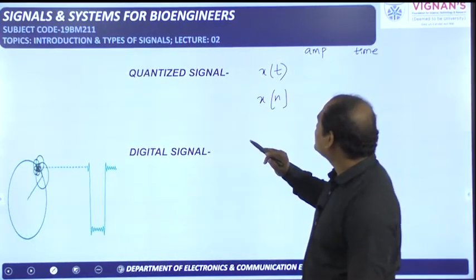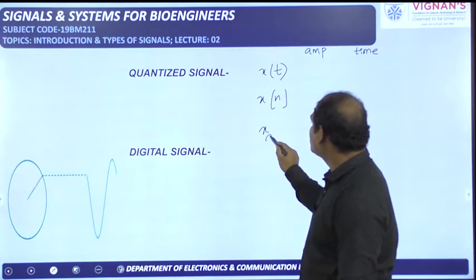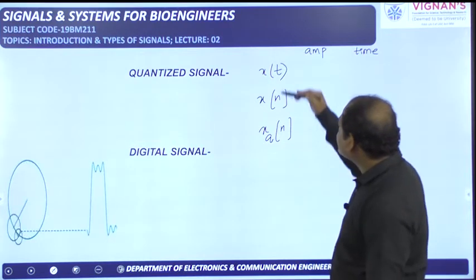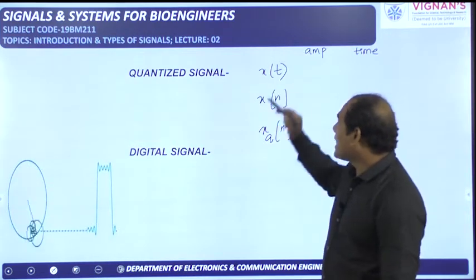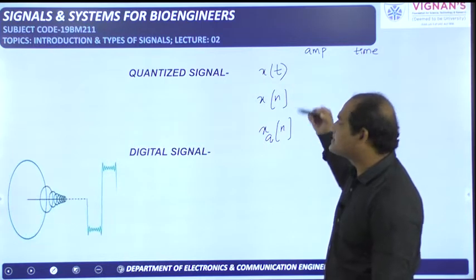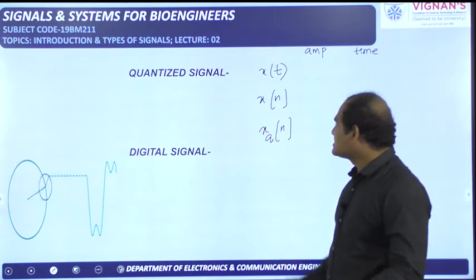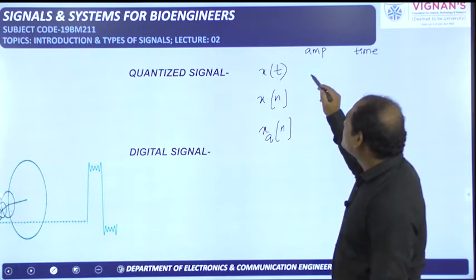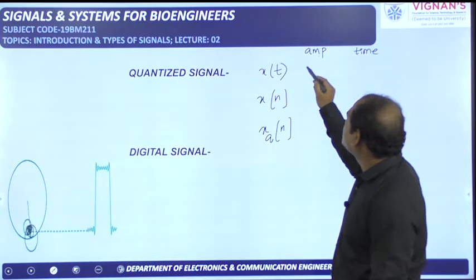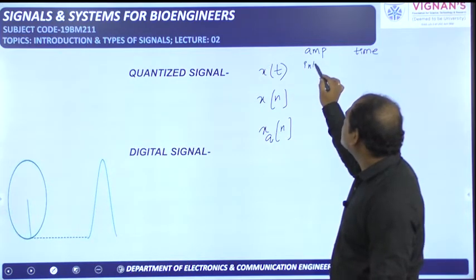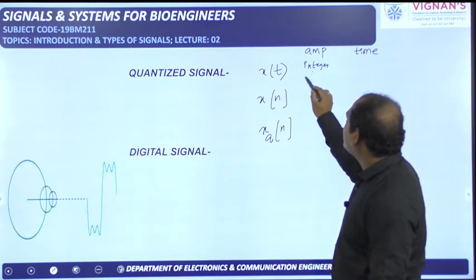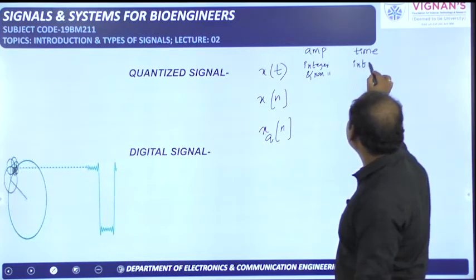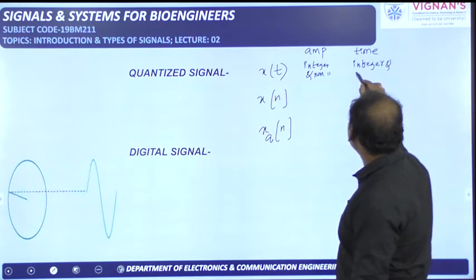Next, this quantized signal I am representing with xq of n, and the digital signal I will represent later. So these three signals you observe. I have x of t. I have performed the sampling process. I got x of n. I performed the quantization process. I got xq of n. Okay. So x of t, what is the amplitude? The amplitude is also continuous. So the amplitude can be integer and non-integer. Anything is possible. Time is also integer and non-integer.